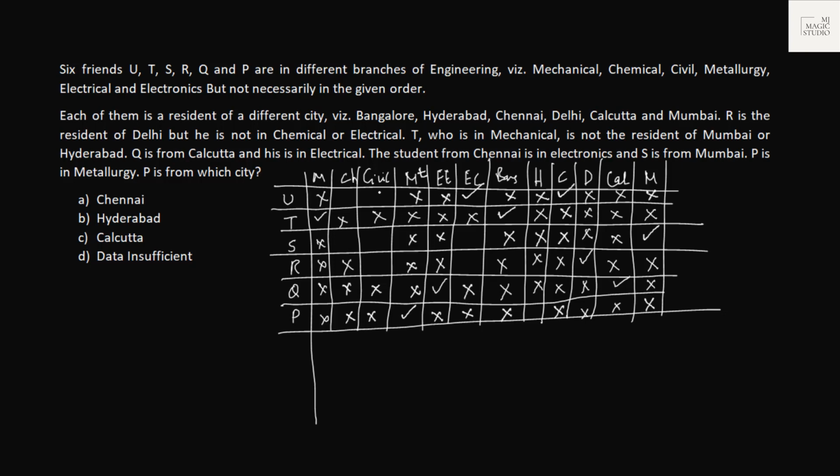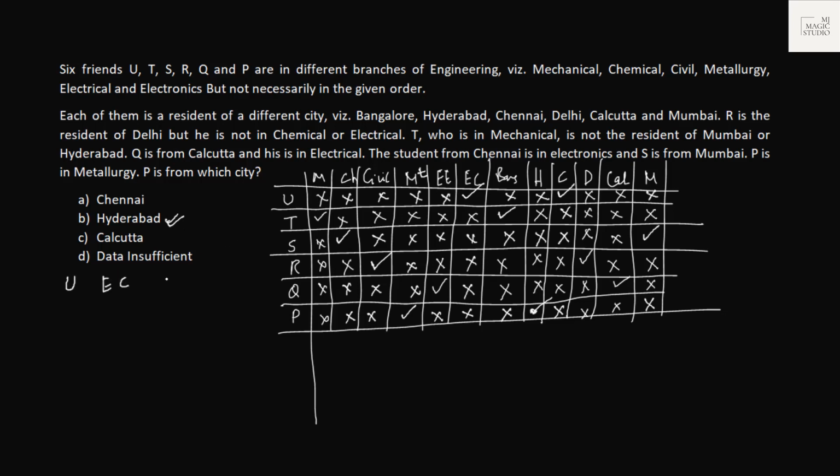We have got Chennai U. That means U is in electronics. Wow, we are getting it filled. Hyderabad is P. Done with the cities. And this column is empty here. Only S is from CH, that was chemical, and R is from civil. Done. P is from which city? P is from Hyderabad. Whatever question they can ask, we now have the entire grid.